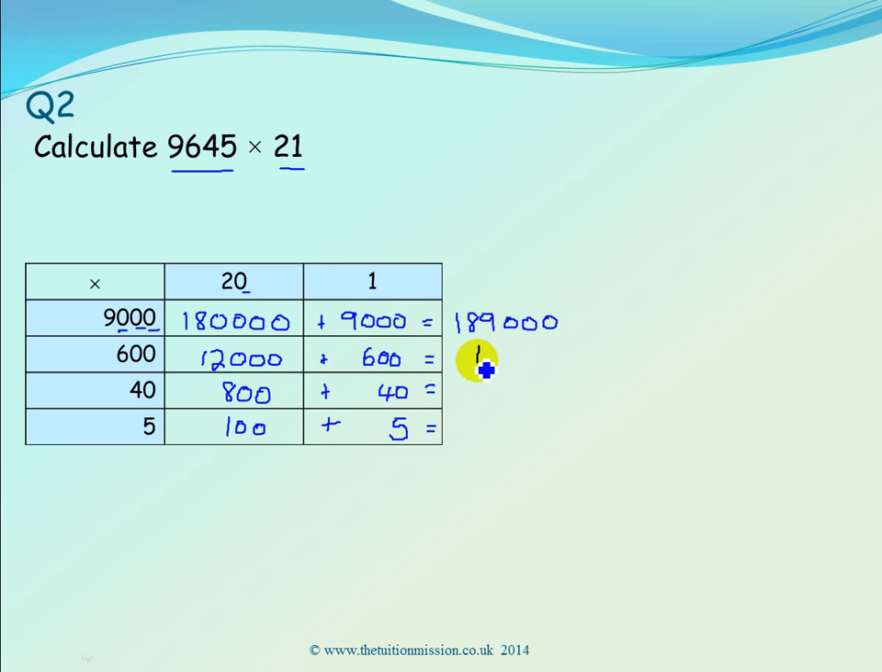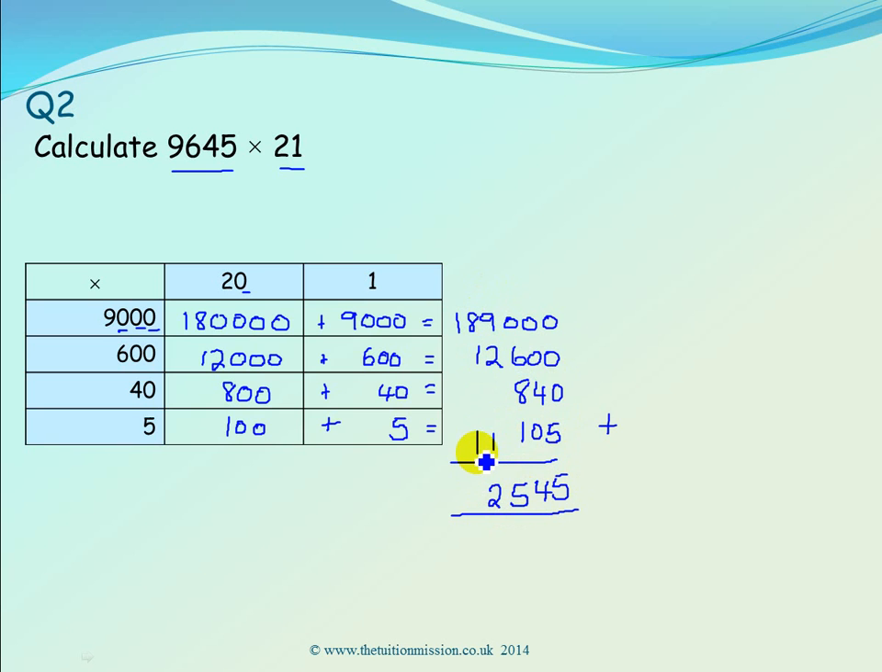12,000 plus 600, which is 12,600. 840, and 105 on the bottom. And again, make sure you line up your units carefully. So I have 5 units, 4 tens, 6 and 8 is 14 and 1 is 15 hundreds, carry the 1 across. 9 and 2 is 11 and the 1 we carried is 12 thousands, carry 1 across.